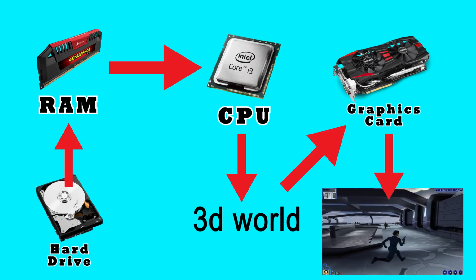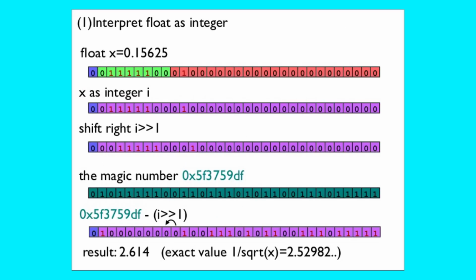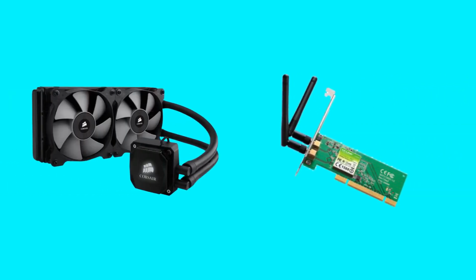Without getting too off topic here, if you're somebody who likes math, I highly recommend you look up fast inverse square root, which is directly related to how three-dimensional worlds calculate perspectives. So that pretty much sums it up. There are other components worth mentioning, such as cooling systems or internal wireless cards, but really those are extras.